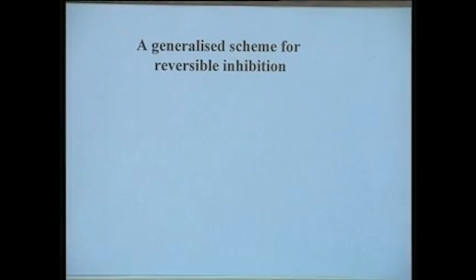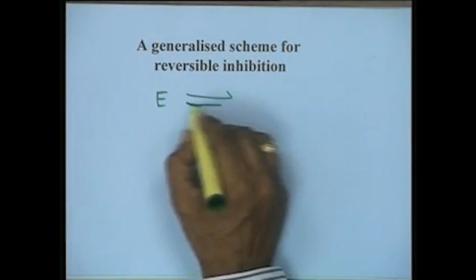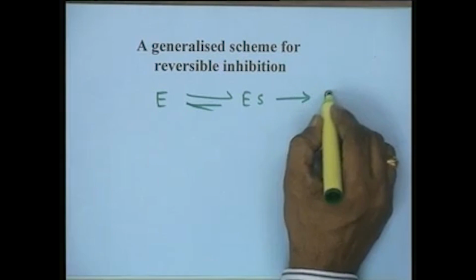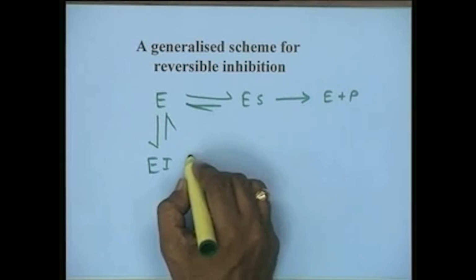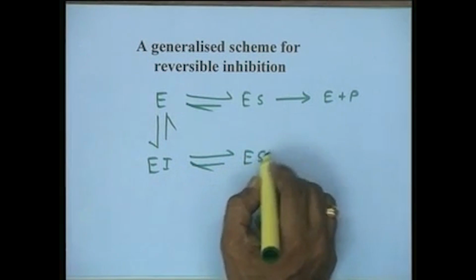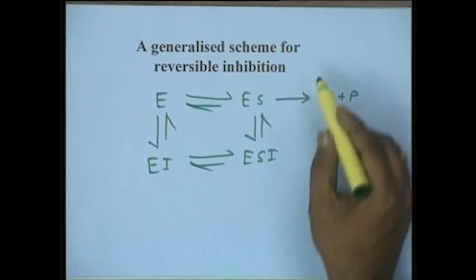Now, another way to look at this which I would like you to understand and appreciate is to look at the inhibition patterns in a generalized way rather than in specific cases. If we look at a very generalized scheme of inhibition patterns, let us say enzyme going to enzyme substrate complex going to E plus P, then enzyme also reacting to give EI, ESI, and obviously ESI.